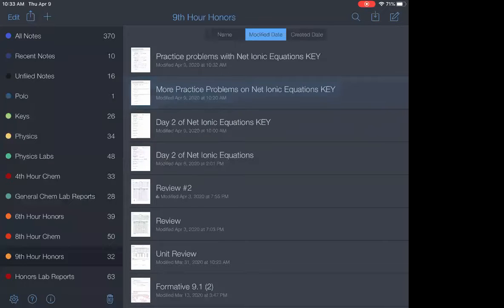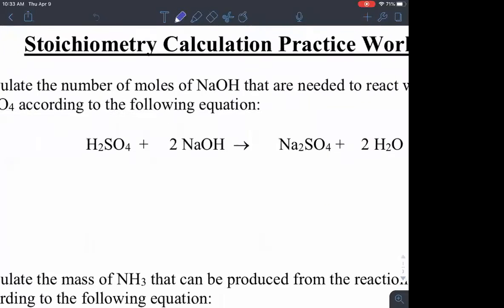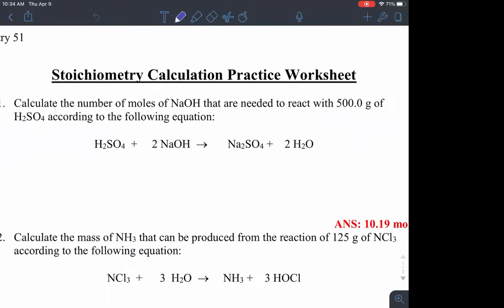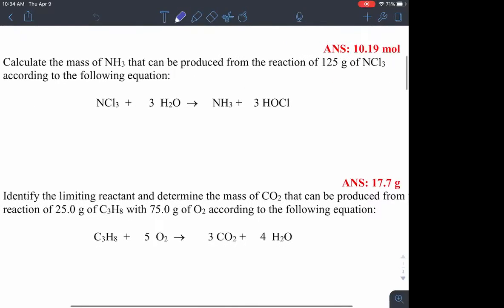All right. So today's practice sheet. Let's look at number 1. It says calculate the number of moles of sodium hydroxide. Number 2 is a full problem. Number 2 goes through the whole thing. It says calculate the mass of. We're doing the same thing though, right? Yeah, same thing, just multiple steps this time.